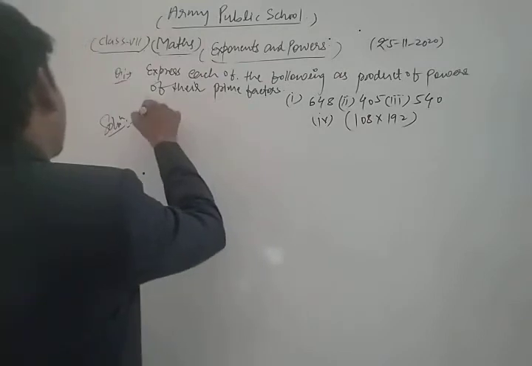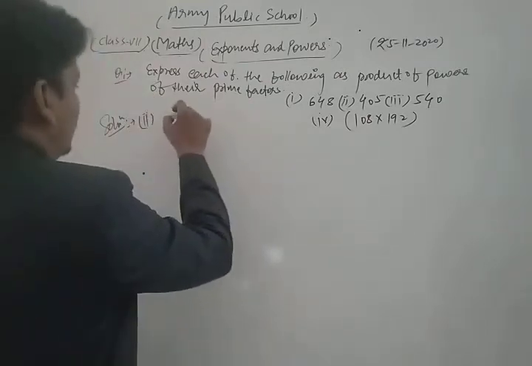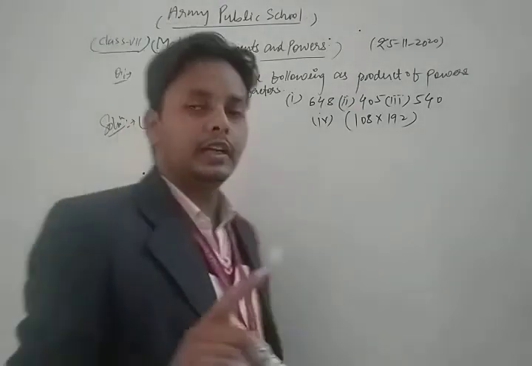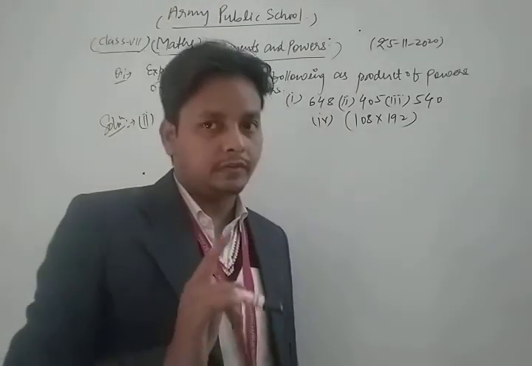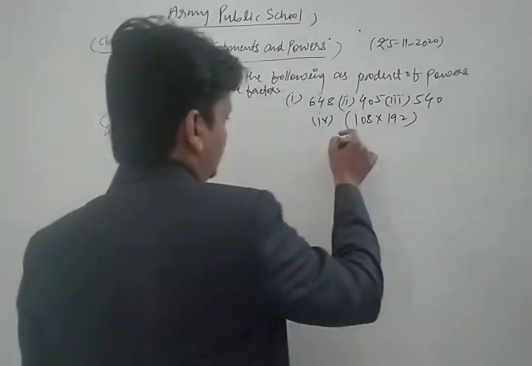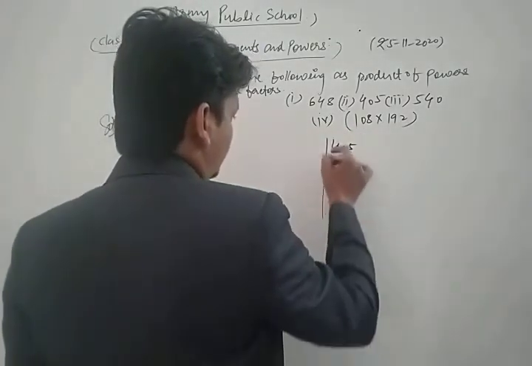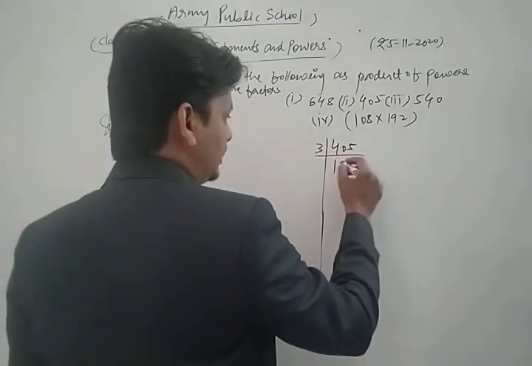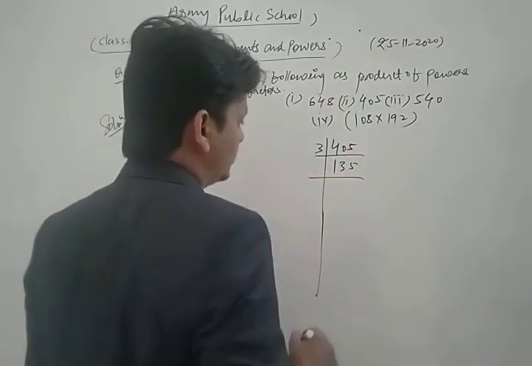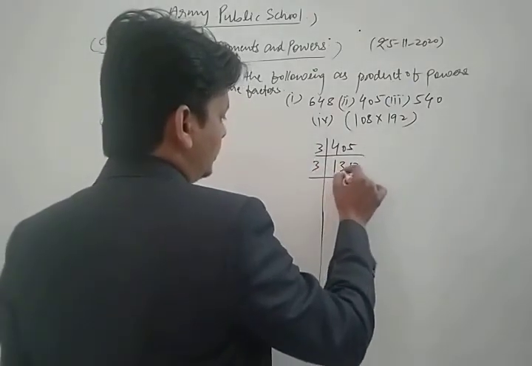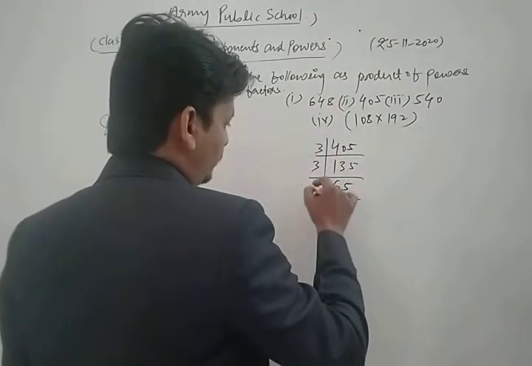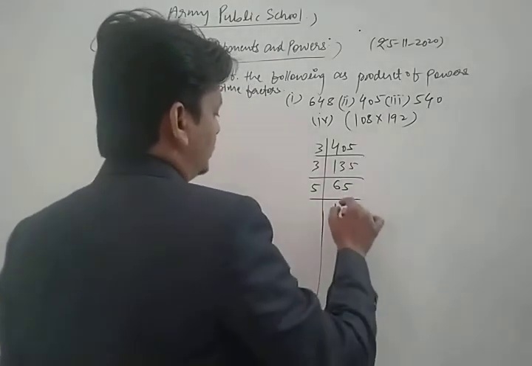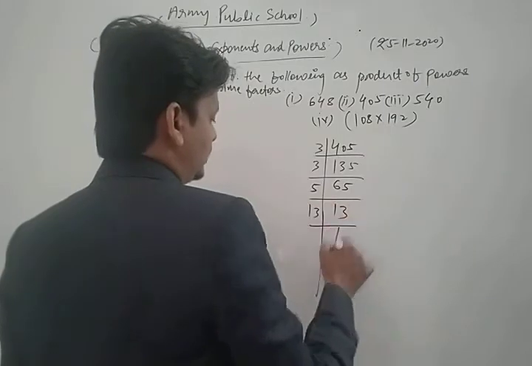Now we take and solve the second part of this question, which is 405. Similarly, in that question, we do their prime factorization. First of all, by 3: 3 1s are 3, 3 3s are 9, 3 5s are 15. Again by 3, 3 6s are 12, 3 5s are 15. Now by 5.